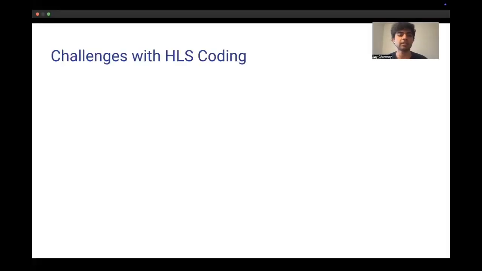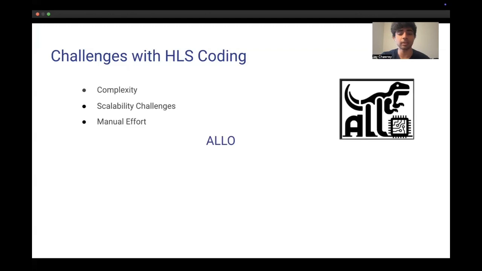Let's look at some of the challenges with HLS coding. The first challenge is the complexity. We usually have to restructure our algorithm to apply different optimization pragmas. The second is a scalability challenge. We have to look at whether there's a seamless integration between different PEs, different kernels. Then the third is we need a lot of manual tuning to get the most optimized HLS code. To tackle all this, we used ALO.